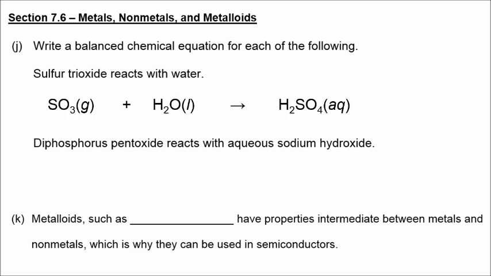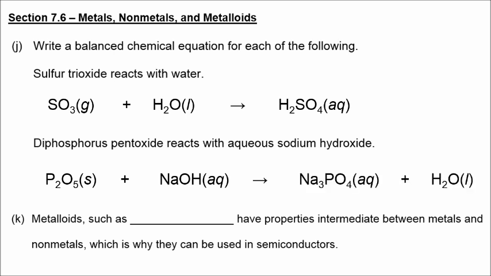When diphosphorus pentoxide, which is P2O5, reacts with aqueous sodium hydroxide, NaOH, you're going to get water and a salt. In this case, the salt is sodium phosphate. So had P2O5 reacted with just water, you would have gotten phosphoric acid, H3PO4. But this is reacting with a base, so that acid gets neutralized to form a salt and water.